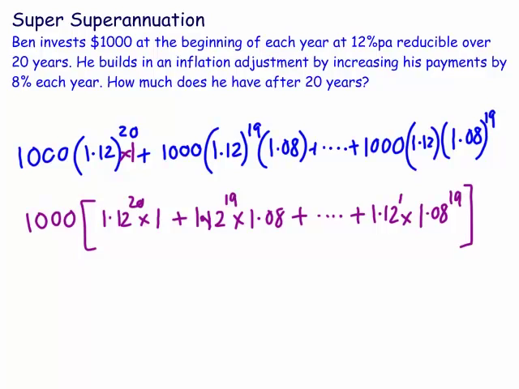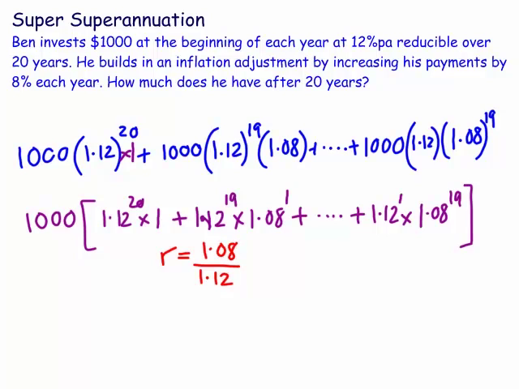You can see this is going to be a geometric series. If you just have a quick look at what's happening, the 1.12s are going down, and the 1.08s are coming up. So what would the common ratio be? We need to divide each term by 1.12 and multiply it by 1.08. So what would R be? We have to decrease the 1.12 power, so I divide by 1.12, but I also multiply by 1.08. This is now my common ratio.